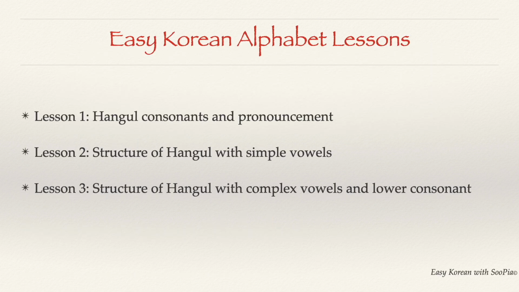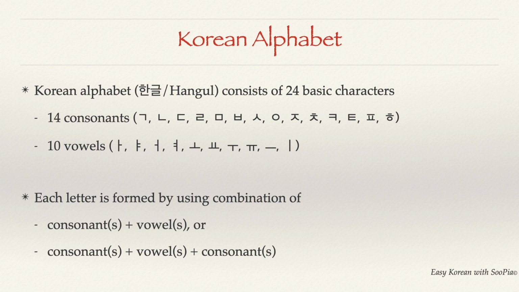In lesson 1, we covered 14 consonants of Hangeul. In this video, we'll learn the structure of Hangeul with basic vowels. There are 10 basic vowels in Hangeul, and each letter is formed by using a combination of a single or double consonants and a single or multiple vowels.